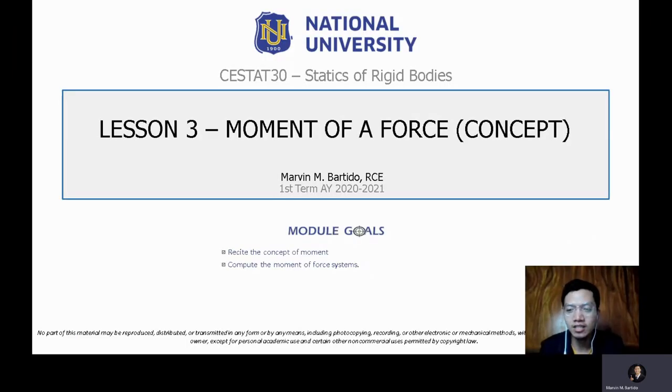So today, here in Statics of Rigid Bodies, we're now going to proceed to our third lesson, which is the moment of a force. For this topic, we will have the following intended learning outcomes. The first one is students should be able to recite the concept of moment. And the second one is to compute the moment of force systems. So let's start.